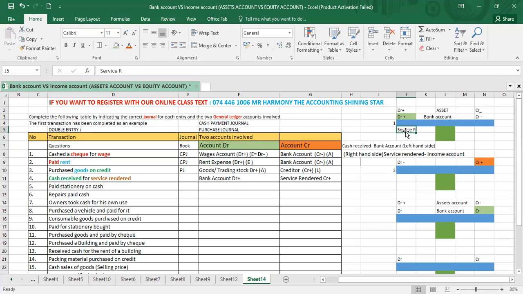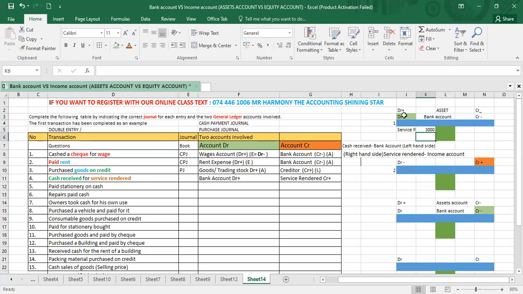Now our bank account is being increased on the debit side, on our left-hand side, for the purpose. What is the purpose? Why are we receiving money? We have offered a service. We have cut someone's grass, or we were dressing someone's hair, or we were fixing someone's cell phone. The purpose of receiving money is the service. How much did we receive? For example, maybe it was 3,000 rand.